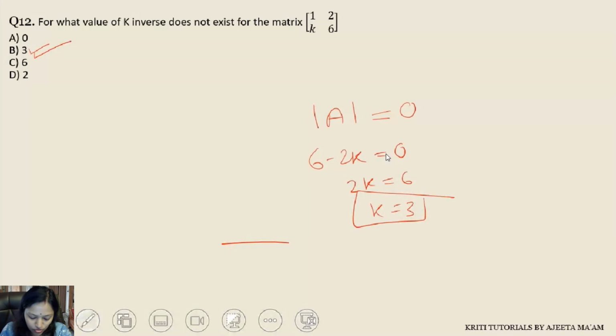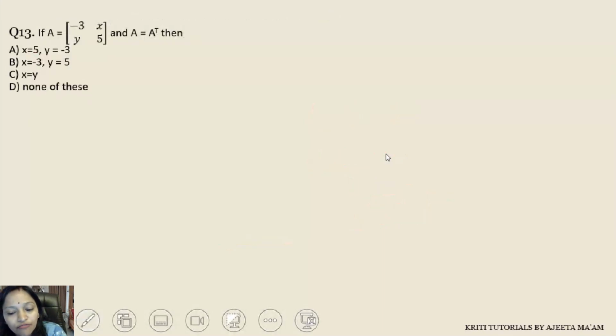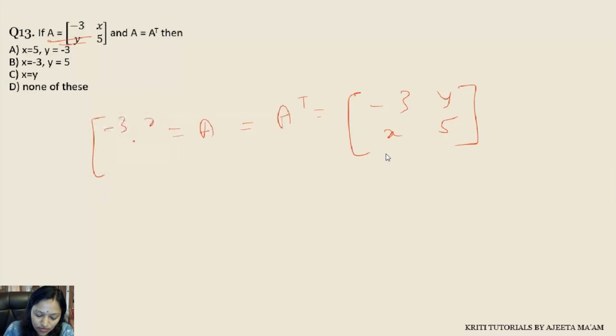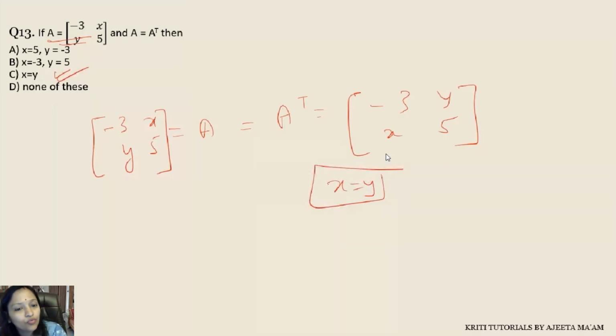इसलिए प्रॉपर्टीज को जरूर करिए स्टूडेंट्स. प्रॉपर्टीज आर वेरी वेरी इंपॉर्टेंट. नाउ इफ ए इज दिस एंड ए इज इक्वल टू ए ट्रांसपोज, तो ए ट्रांसपोज क्या होगा हमारे पास? -3xy5. करेक्ट. और ए इज इक्वल टू ए ट्रांसपोज, इसका मतलब -3xy5. अभी हम क्या करें? इसका मतलब क्या है? एक्स एंड वाई आर इक्वल. अभी हम क्या करें? दैट विल बी द आंसर. यस, x is equal to y.